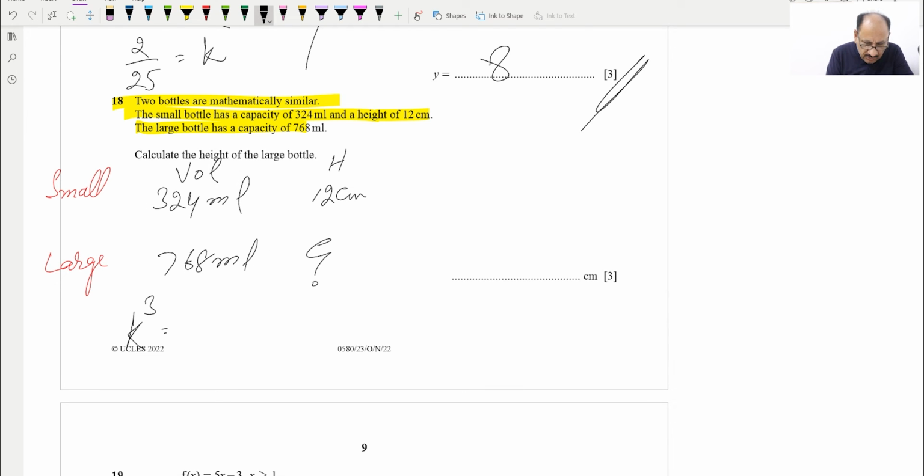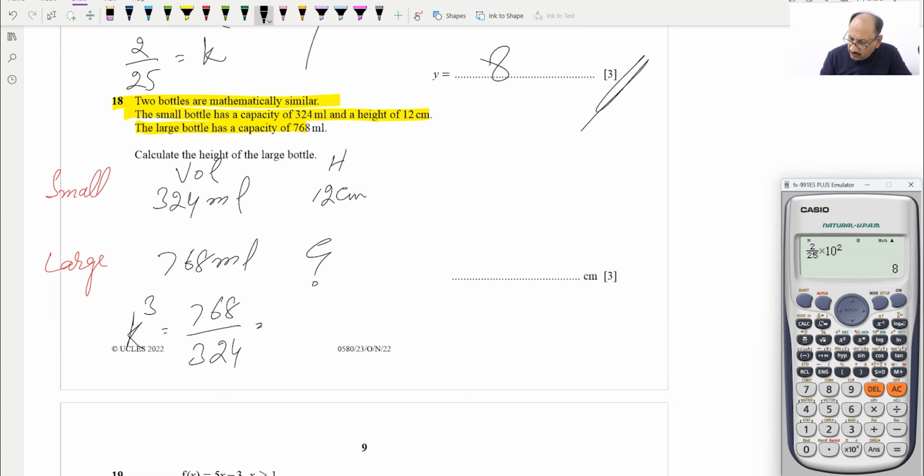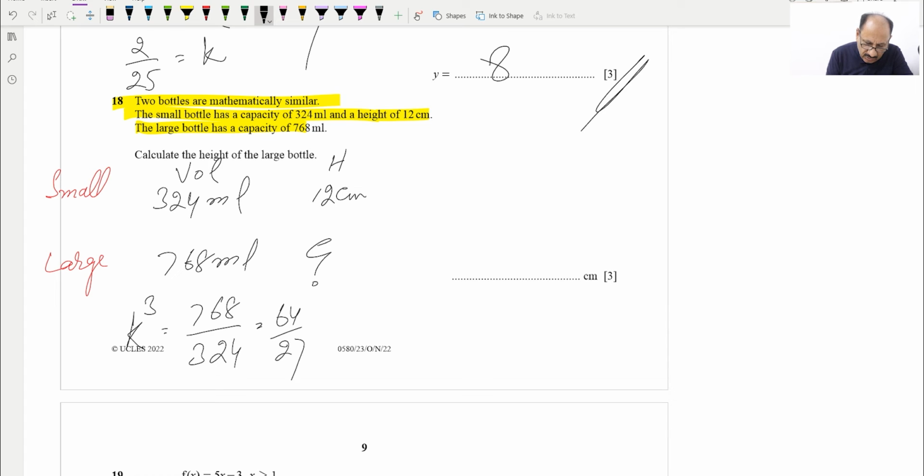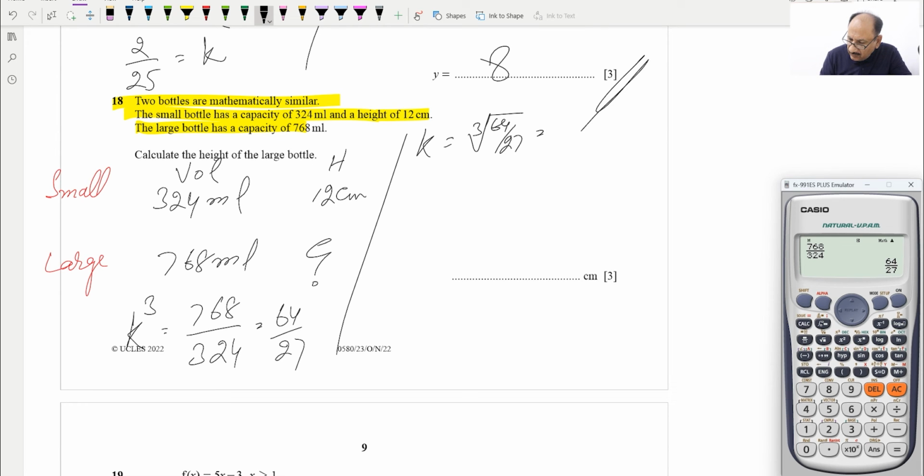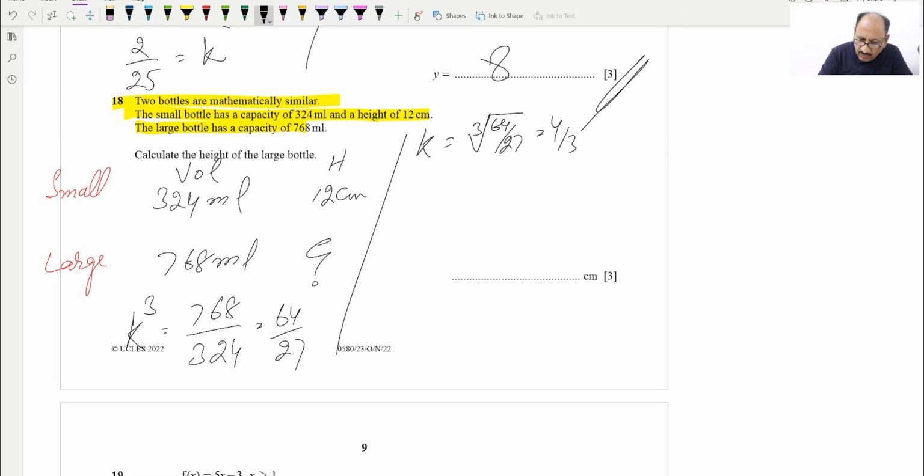This will be equal to 768 over 324, which we can simplify to 64 over 27. For the height we need to take the k value. So k will be the cube root of 64 over 27, and the cube root of this is 4 over 3.